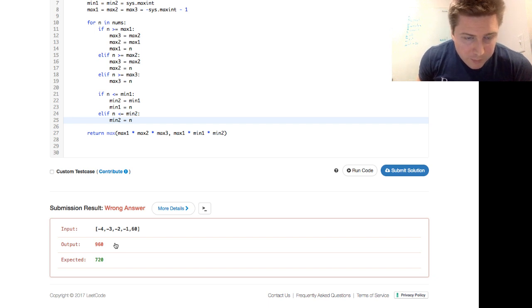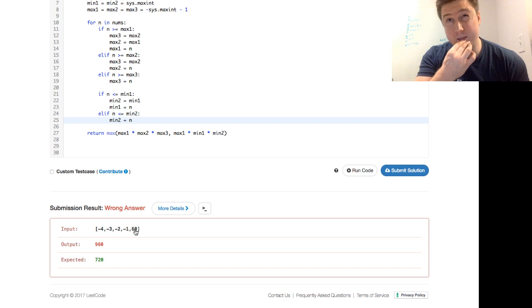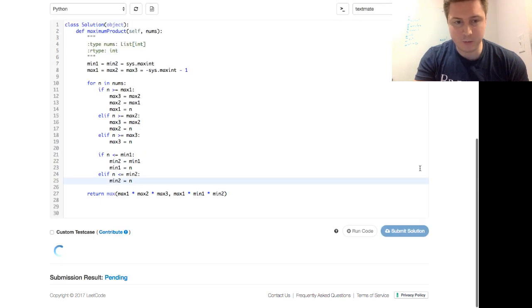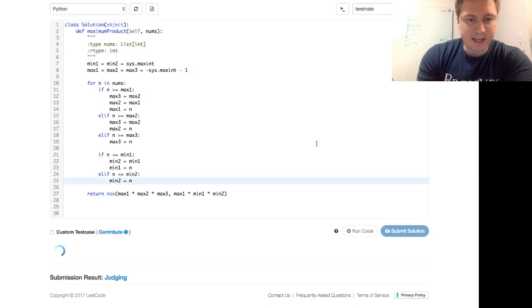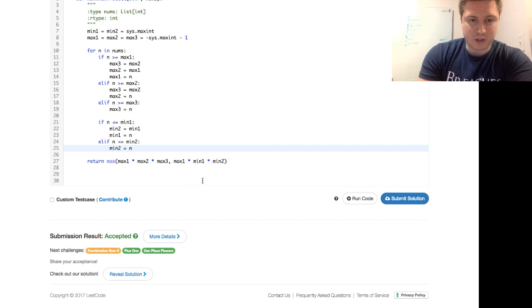4 times 16. Yeah, so basically that overwrote. We had 2 minus 4s in that case, so 16 times 60, which I believe is 960. So that was why we had that mistake there too. So hopefully when we submit it now, we get an accepted solution, which is good.